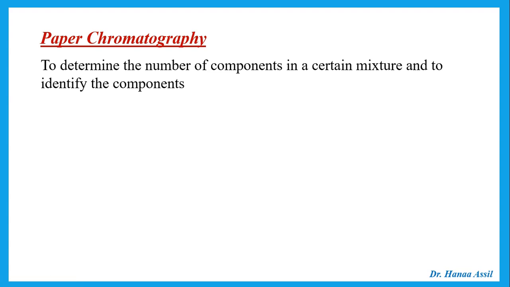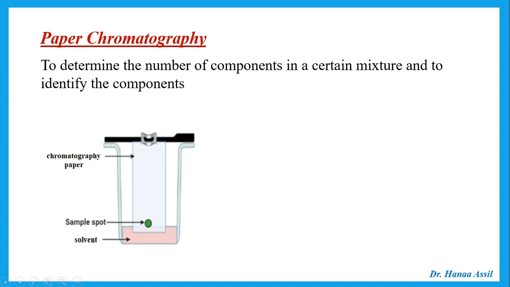Another method of separation is paper chromatography. And we use paper chromatography to determine the number of components in a mixture and identify the components. So I have a sample. I want to know how many dyes, for example, are in the sample, and which substances. I can use paper chromatography.